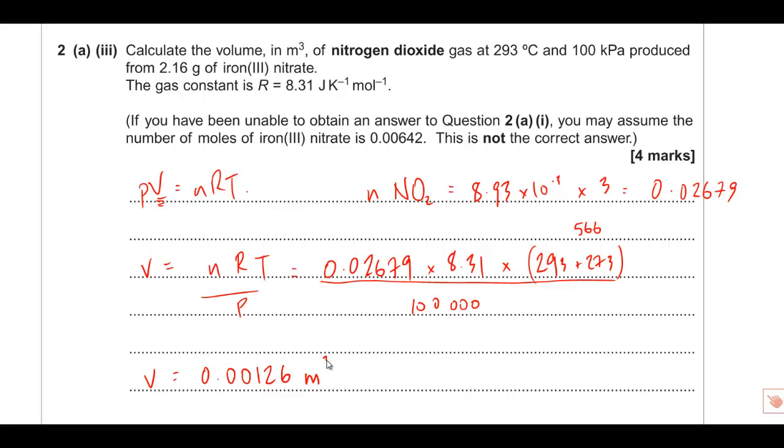V is therefore going to be 0.00126 meters cubed. Note that it's asking me to calculate it in meters cubed, which is fine. That's the usual unit for volume in PV = nRT. So not too bad to go through there.